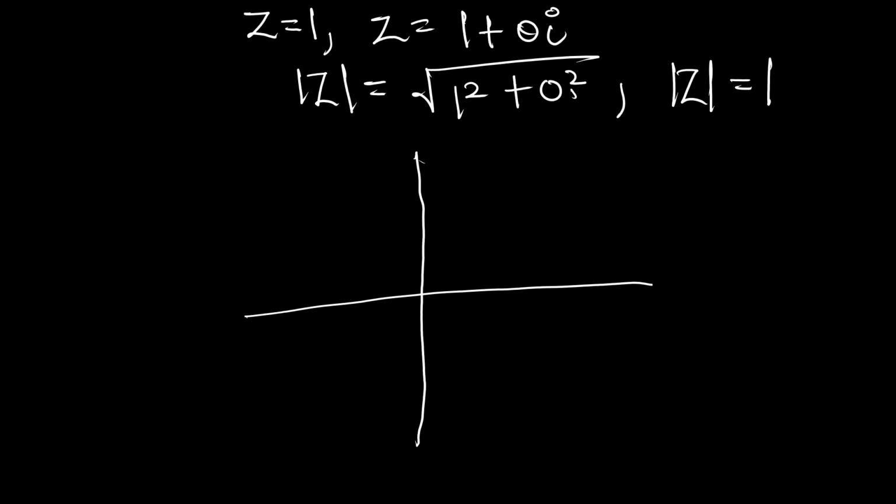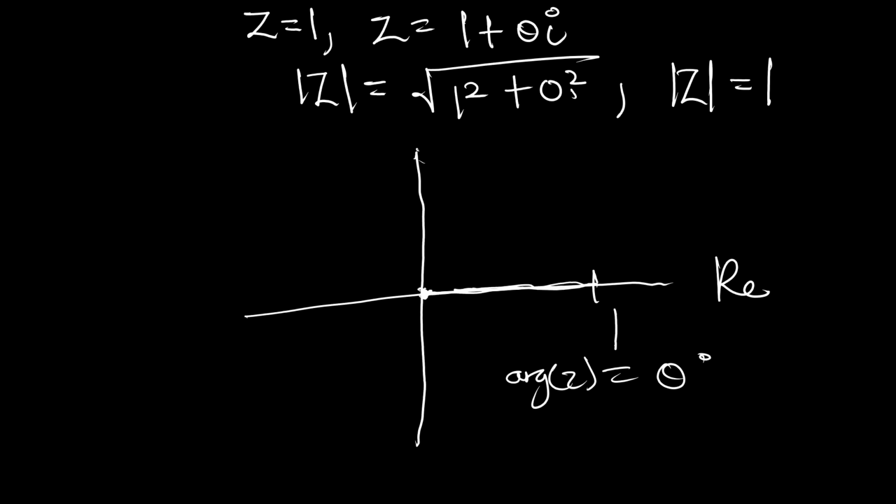So we have only the real part. The imaginary part is 0. So here is my 1. And here is my 0 for the imaginary part. So here, the modulus is going to lie on the positive real axis like this. Because there is no angle between it. Is that okay? So you are going to get the argument of z as just 0 degrees.